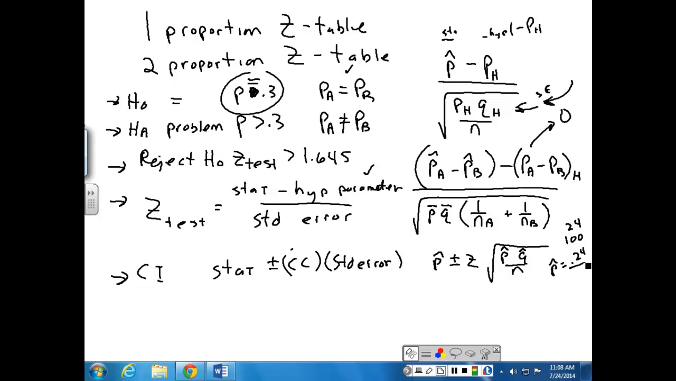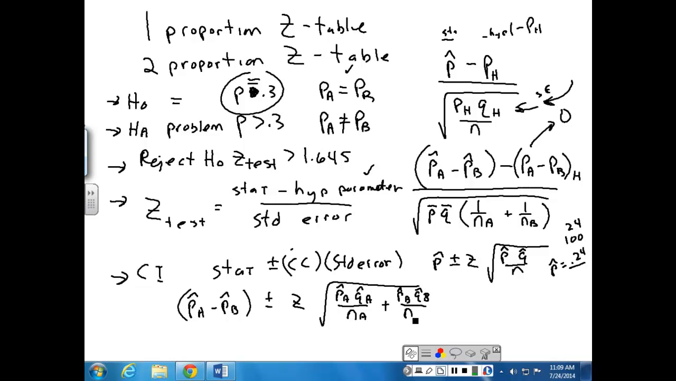And then for the 2 proportion, it's going to be p hat A minus p hat B, the statistic, plus or minus a z, times the standard error, which is going to be the square root of p hat A q hat A over N A, plus p hat B q hat B over N B.